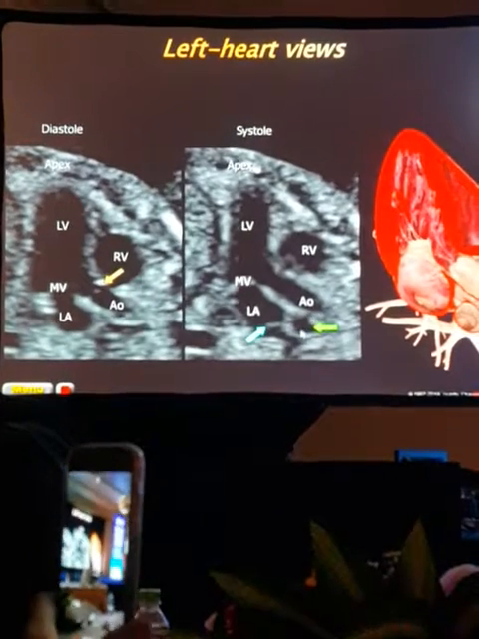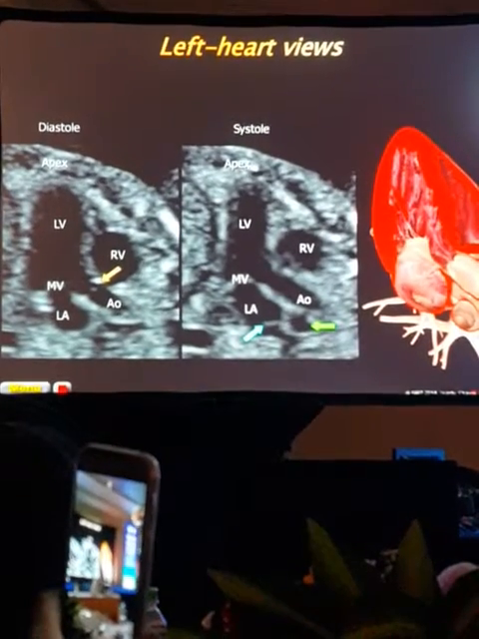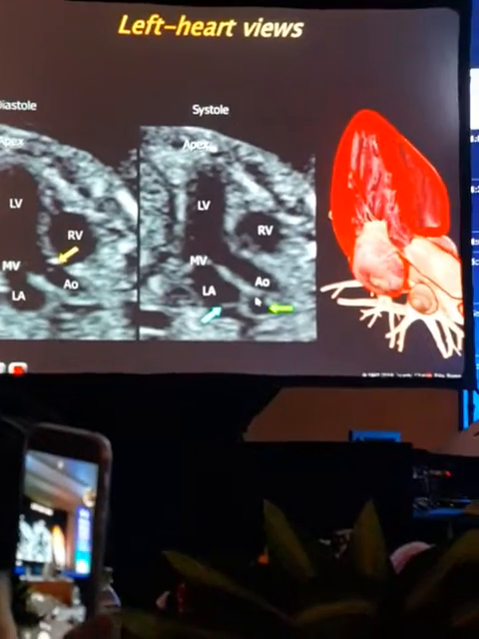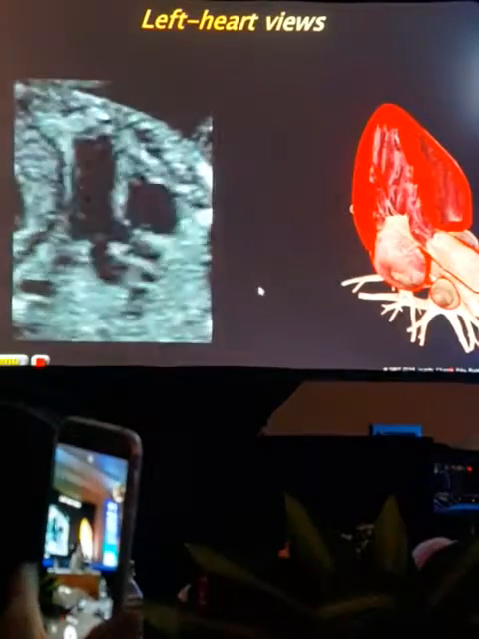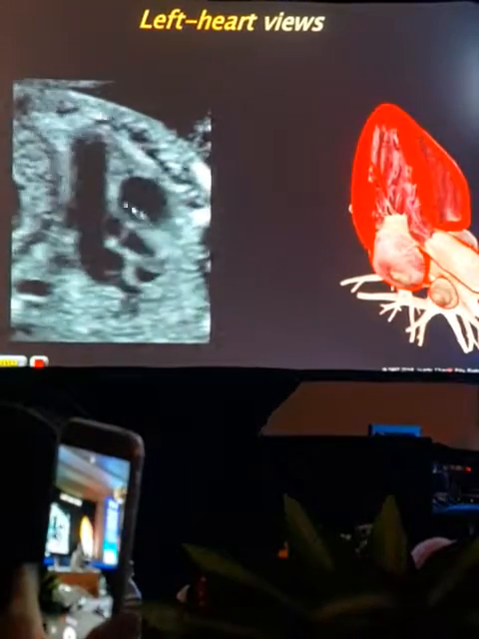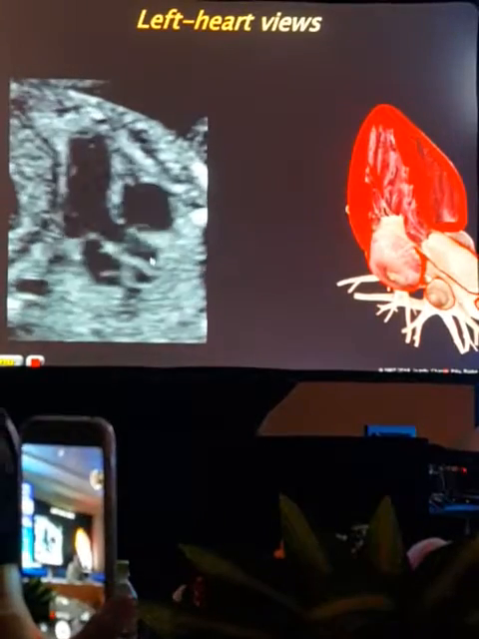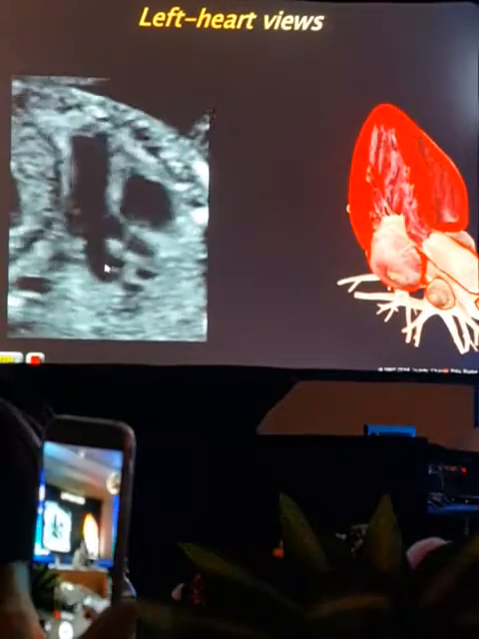What is this vessel here, behind the ascending aorta? This is the right pulmonary artery. Remember, this is an important landmark for comparison. So here we have the central version of the LVOT. Okay, you see the flap of the foramen ovale flipping over here.